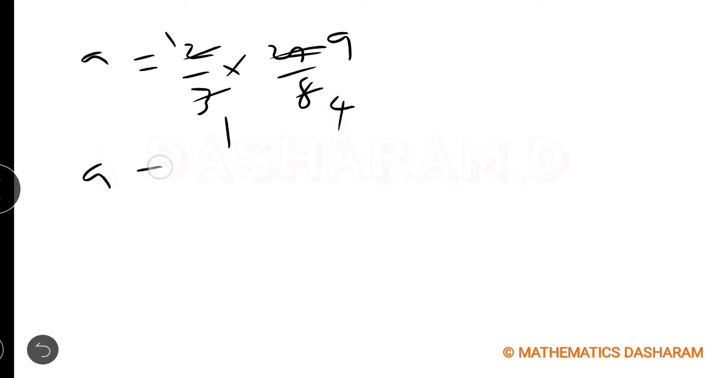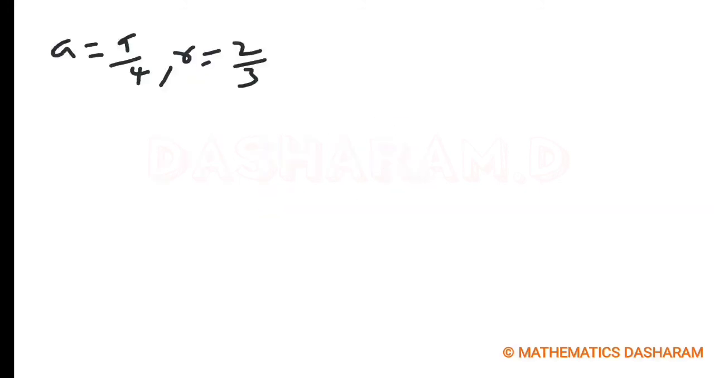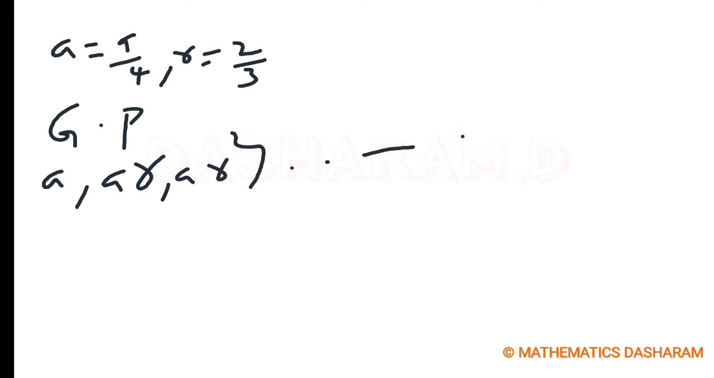So then A equals 9/4. And what is the R value? The R value is 2/3. So let's find the geometric progression. Here the first term is A, the second term is AR, the third term is AR². So substitute the A and R values.